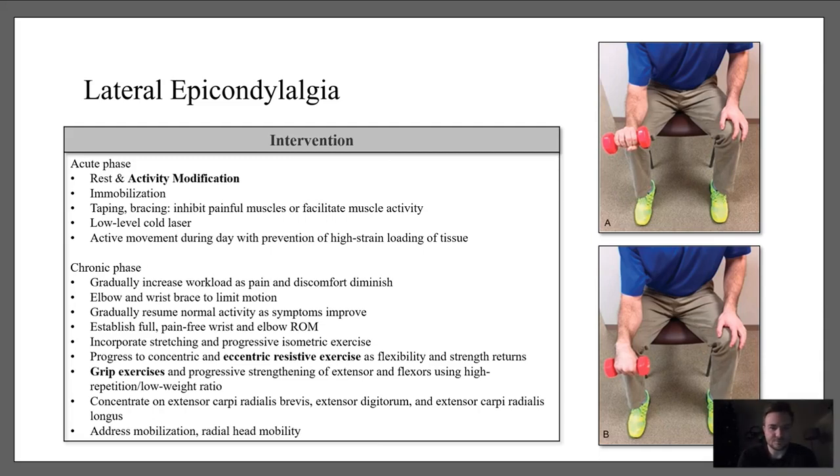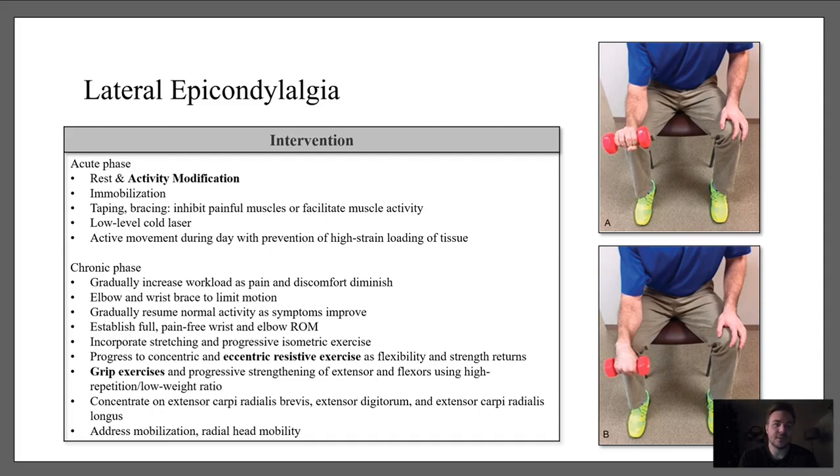I will tell you, lateral epicondylalgia is one of the most frustrating things that I treat. It is chronic. It seems to be really hard to eliminate. I have people that are very diligent with their home exercises that don't get any better. I have people that don't do their home exercises that get better quicker.